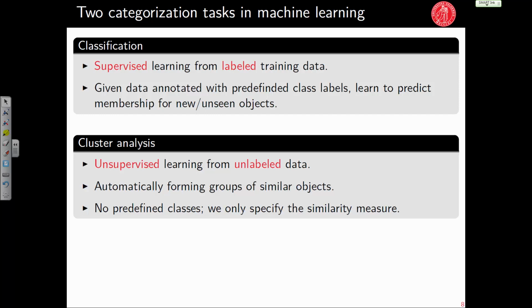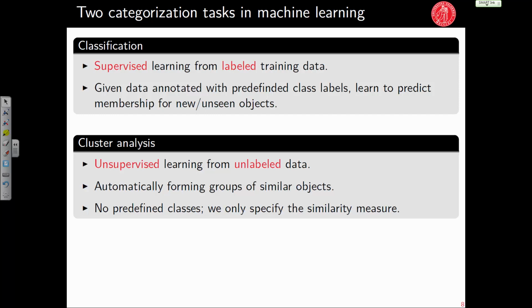Again, classification is an instance of supervised learning where we assume the existence of labeled training data. Our goal is to learn the representation of different classes. And when we are given a new, unseen object, our goal is to predict the membership of this object, to which class it belongs.